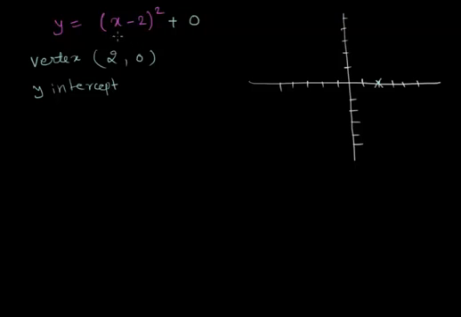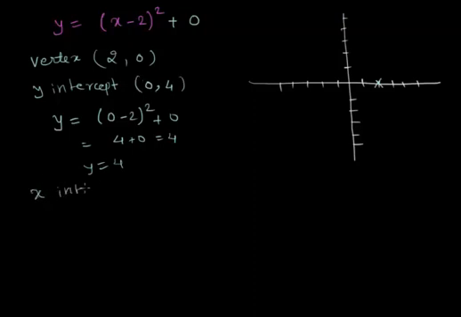Y-intercept is obtained by substituting x is 0, and whatever is the coordinate of y. So if I put x equals 0, (0 minus 2) whole square plus 0 equals (minus 2) whole square, which is 4, plus 0 equals 4. So the value of y is 4. So (0, 4) is the y-intercept.